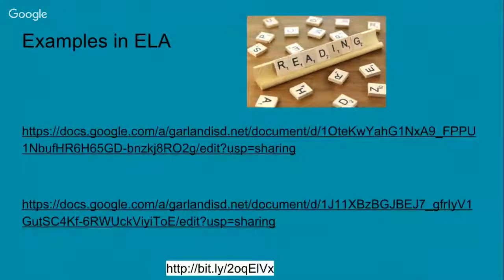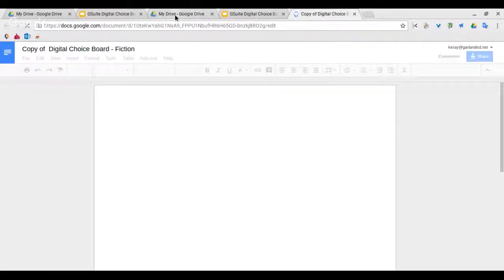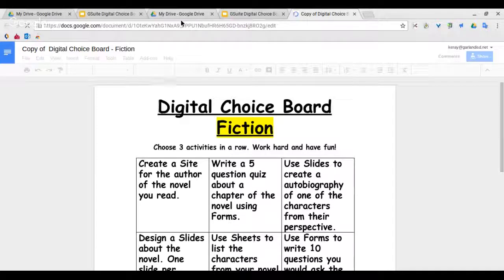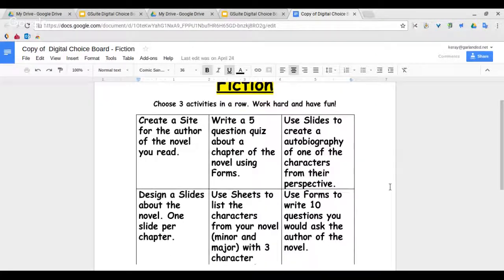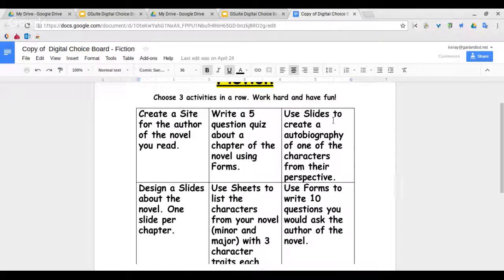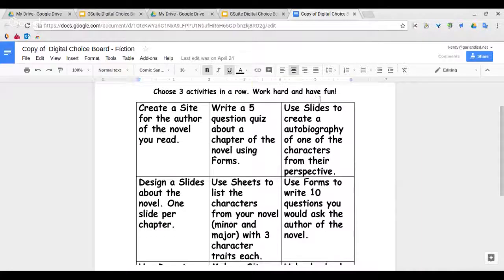Okay, so now I'm going to show you some examples of digital choice boards and how you can add in the G Suite apps to them. So first, I'm going to show you examples in English language arts. Okay, so the first one is about fiction. It looks like a typical tic-tac-toe board. And for the directions on this one, they said choose 3 activities in a row.